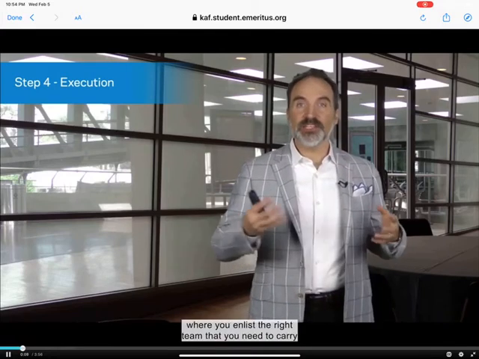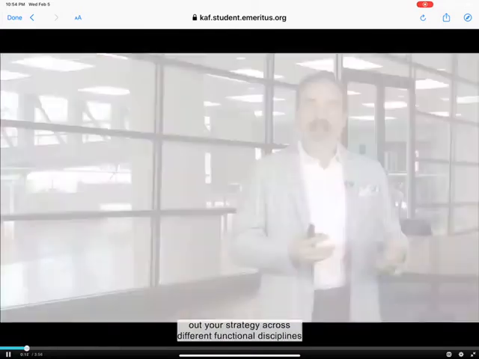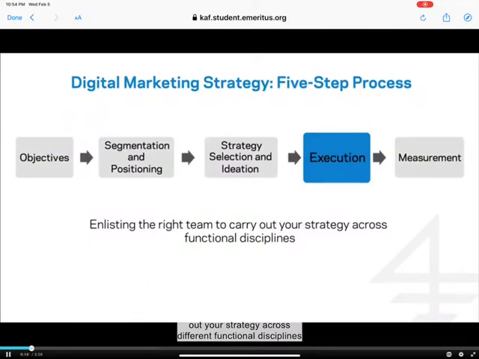The fourth step of our strategic planning process is execution. This is where you enlist the right team that you need to carry out your strategy across different functional disciplines and skills that may be required.